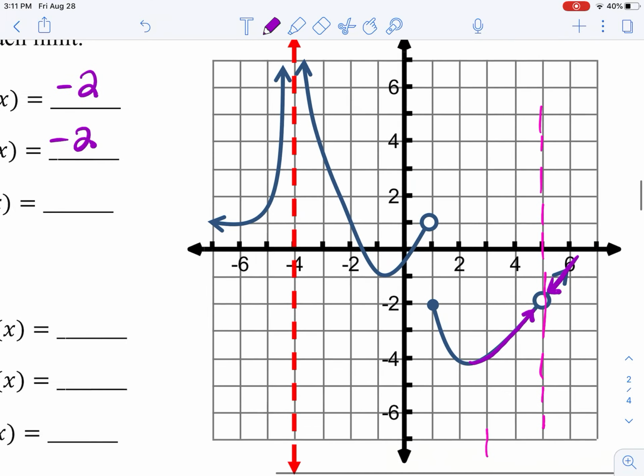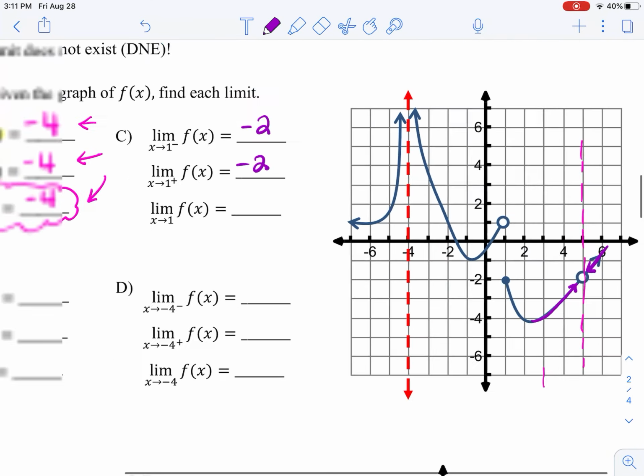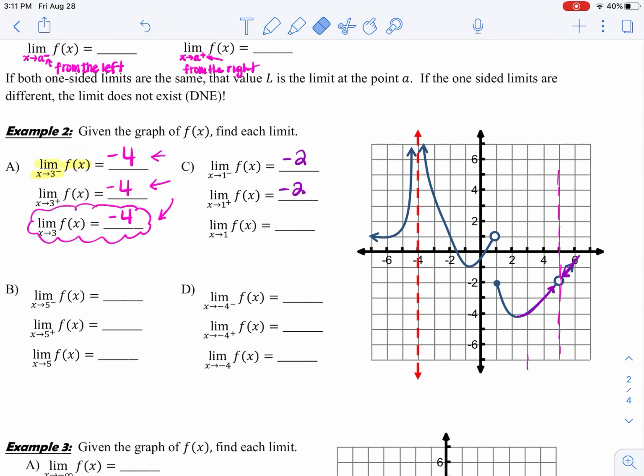So the limit, oops, I'm writing it in the wrong spot. So in case you were wondering what just happened, here it is. 5 from the left was negative 2. From the right was negative 2. So the limit as x approaches 5 is negative 2.